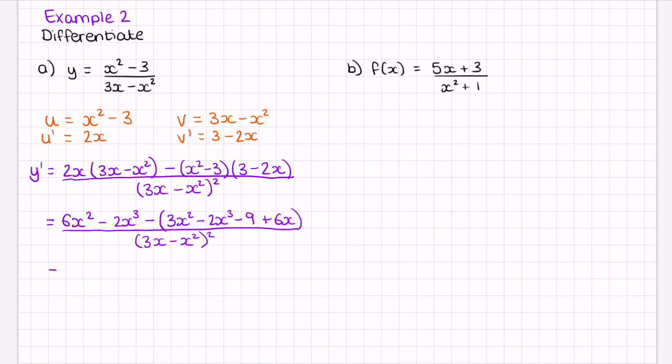So when we simplify this, look for the highest power. So we've got minus 2x cubed minus 2x cubed. So that's going to be minus 2x cubed plus 2x cubed, which will just cancel each other out. We're going to have 6x squared minus 3x squared, which gives us 3x squared. We've got minus out the front of the brackets and a plus 6x in the brackets, which will be minus 6x. Then we've got a minus 9, which will be plus 9. And that will be all over 3x minus x squared, all squared. And that is that simplified.